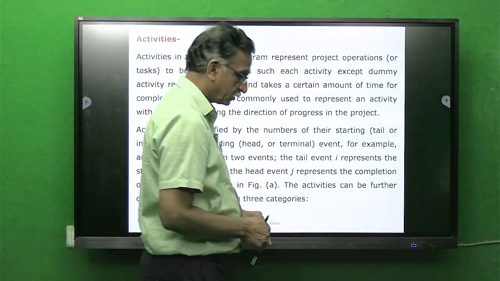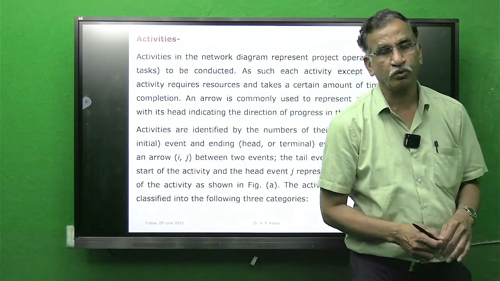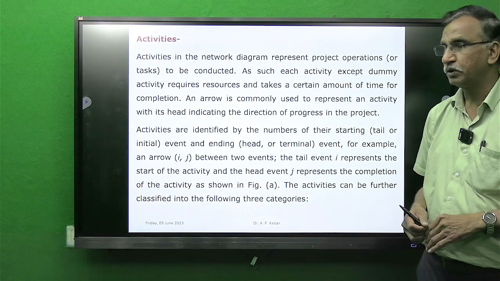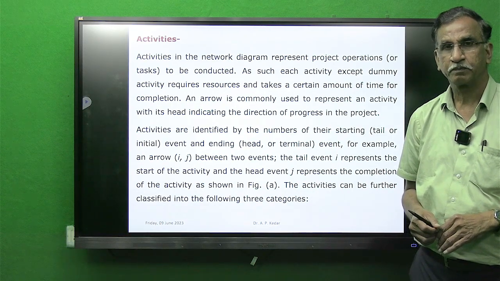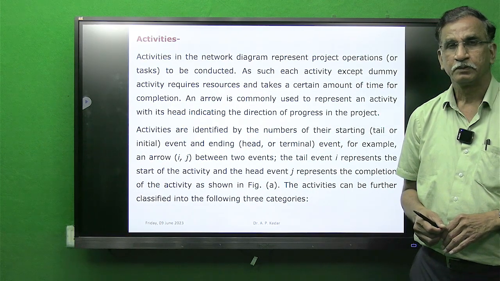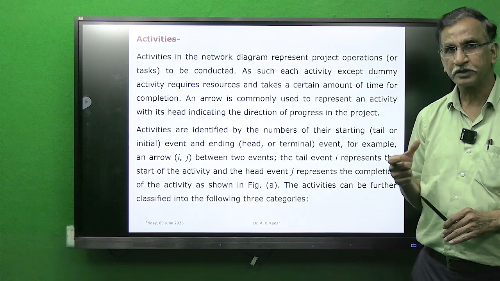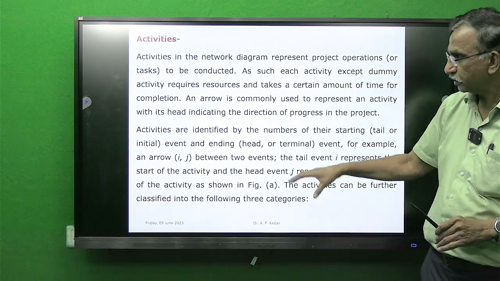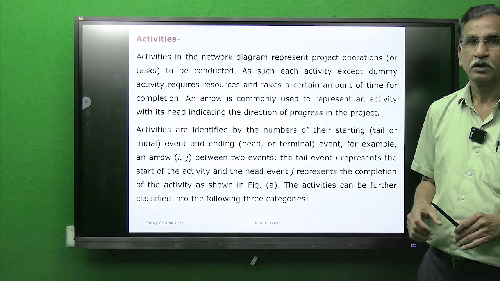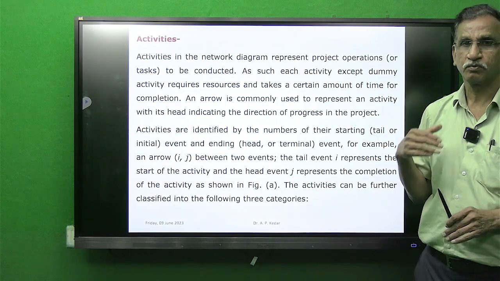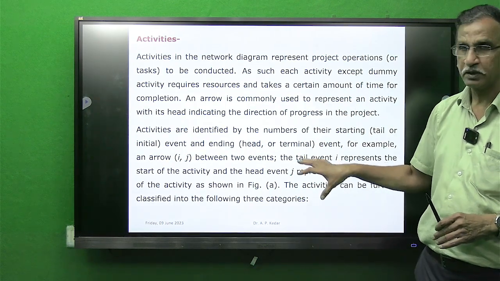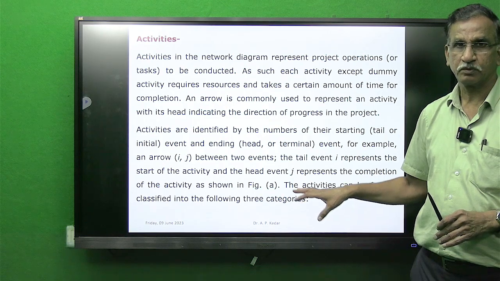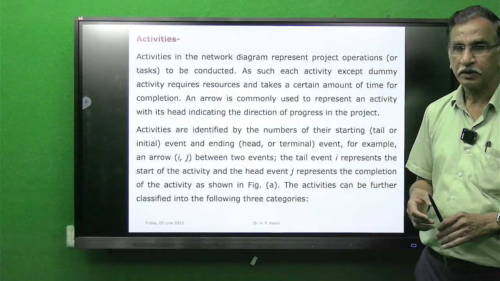These activities play a very important role in network management. Different types of representation of activities is there. I have given these statements for your reference. I will explain all this mentioned concept with the help of diagram.